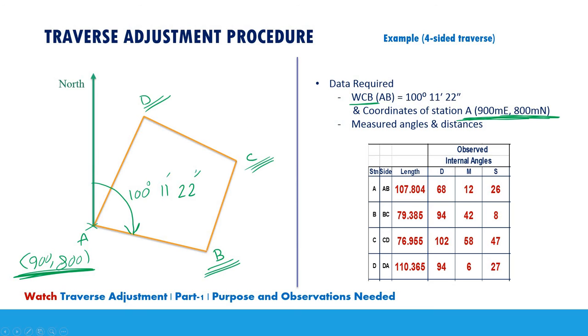Keep in your mind that in this case we are working on a 4-sided traverse, but a traverse can have any number of sides. In fact, it can be 10, even 12, 15, 19, etc. So it depends on the size of your project, and the same principle you can apply on any number of sides or stations, but today we are going to work on a 4-sided traverse.